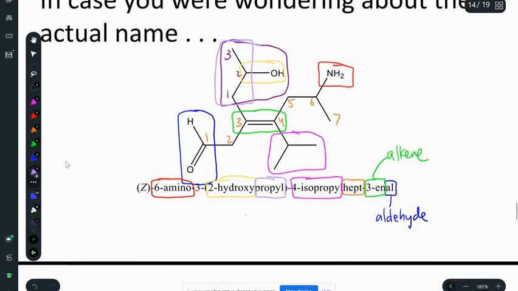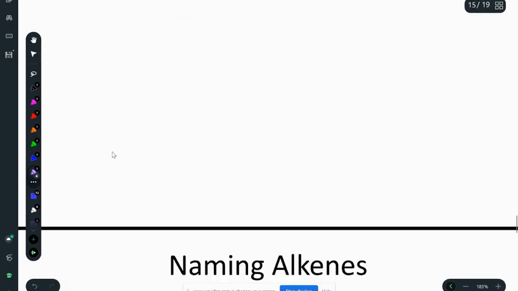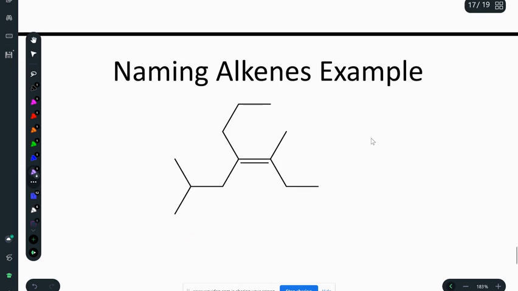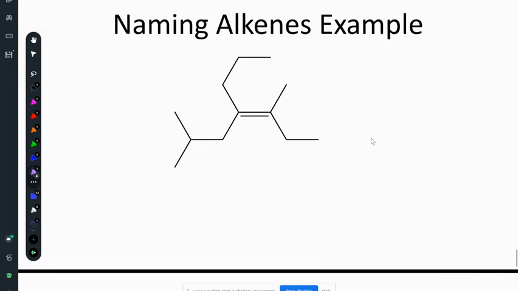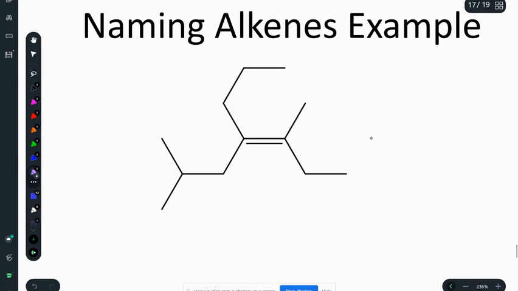So for instance, in this example, the double bond started on carbon 3. It was between 3 and 4. So this was 3-ene, to tell me that the double bond was there on carbon 3. And then we put E or Z in front of the name if there's E/Z isomerism possible. So let's do this example, which we can do because it doesn't require all those other rules for the different functional groups. It just has an alkene.